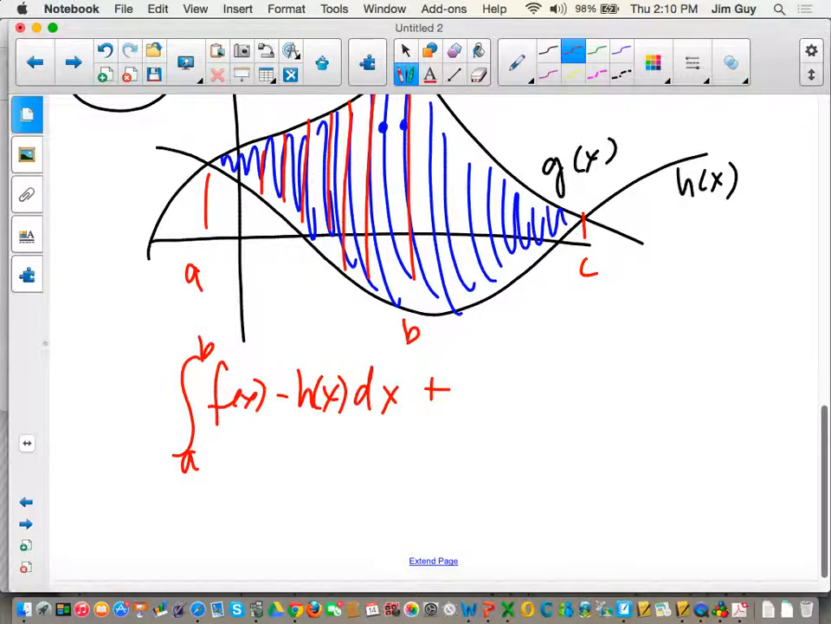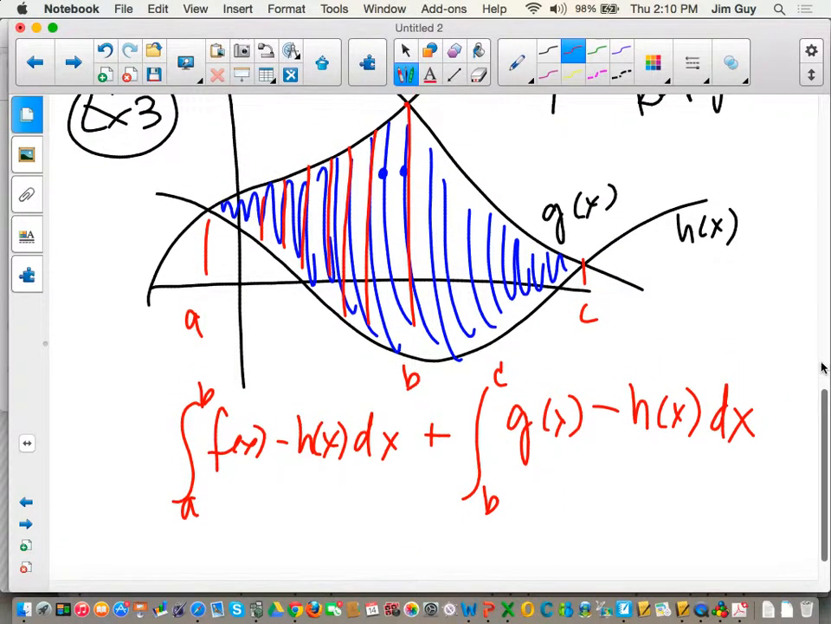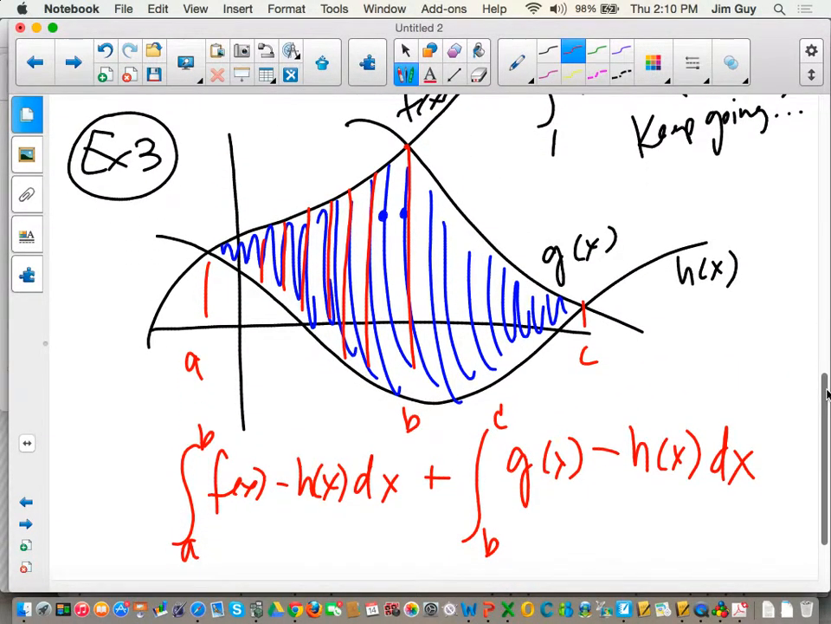So this might happen sometimes. This is why you have to look at the picture. You can't just assume, I'll just throw it in there and it'll all work out. You have to know exactly where to break it apart and what's on the top and what's on the bottom. That's how I knew to break it apart, because if your top or bottom changes, then you have to start over and make a new integral.